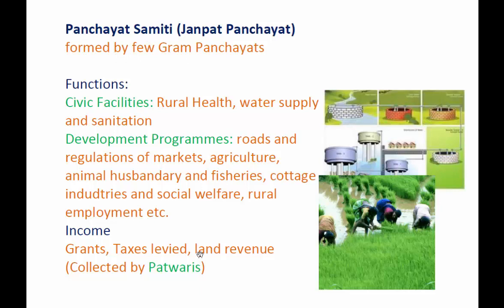And they also have incomes. Their incomes are mainly the state and central grants, the grants that have been allotted by the central and state government. They also levy taxes in the form of khasnas, and they also have land revenue, a khasna from land.